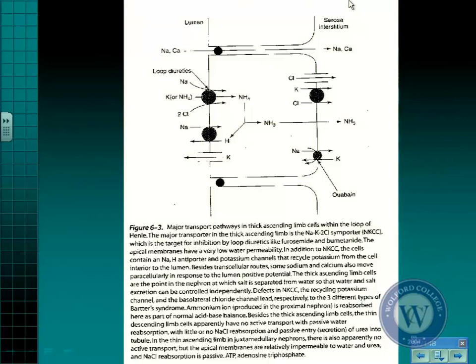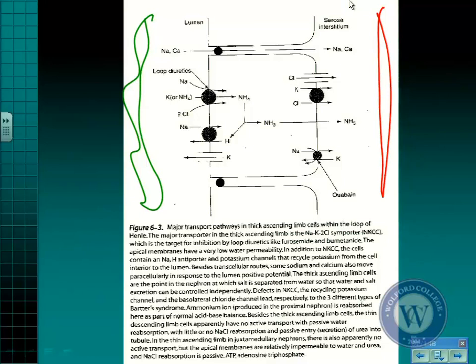Again, this is the same picture, but in a different book. And this is going to be the luminal side here. The reason I like this picture is because it shows you where the actual loop diuretic works, which is the same system I was trying to show you before: the sodium-potassium-chloride symporter.